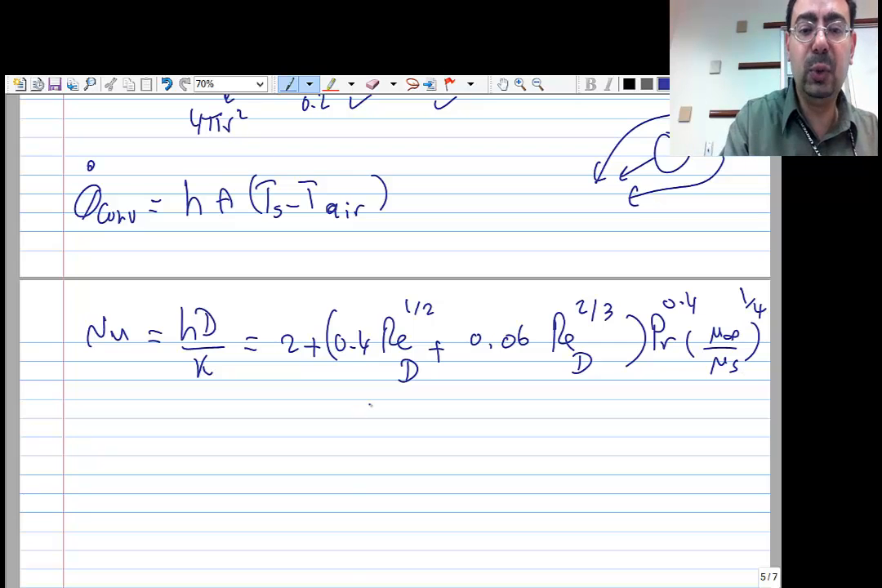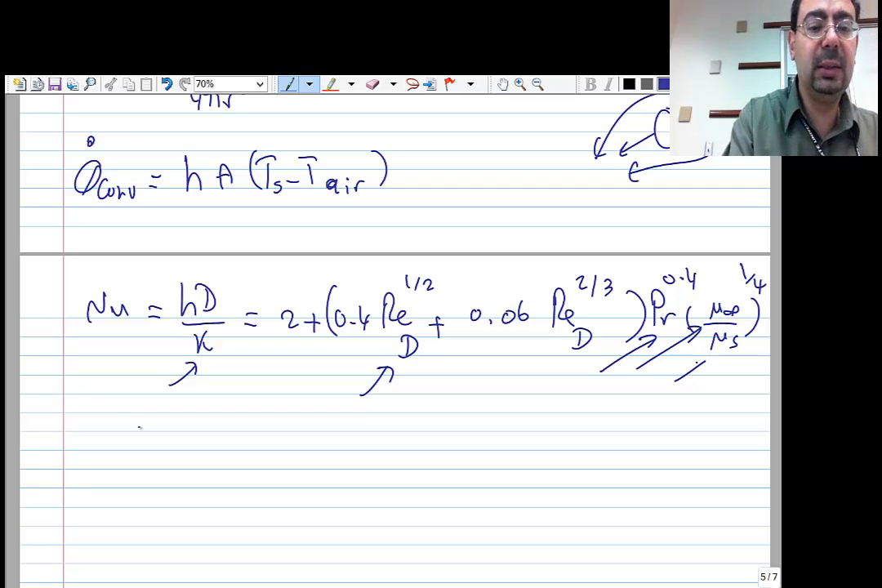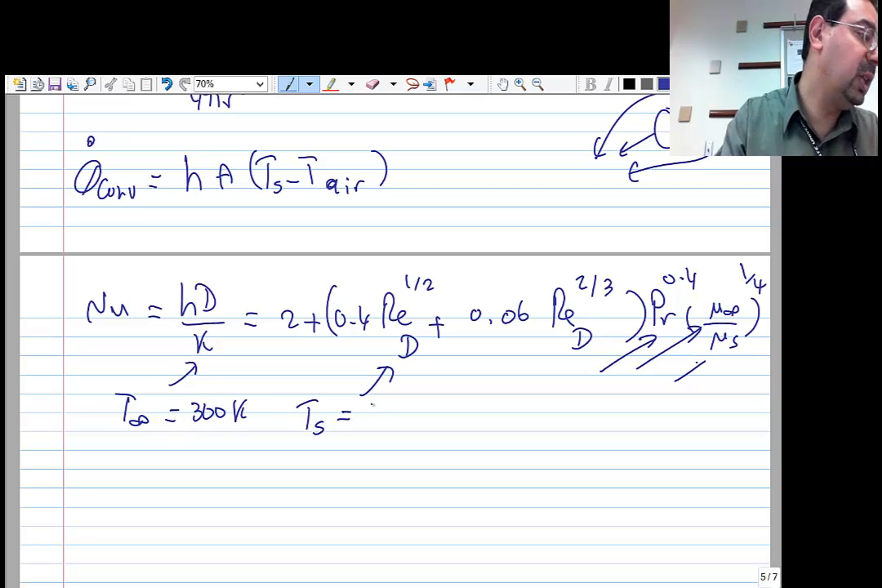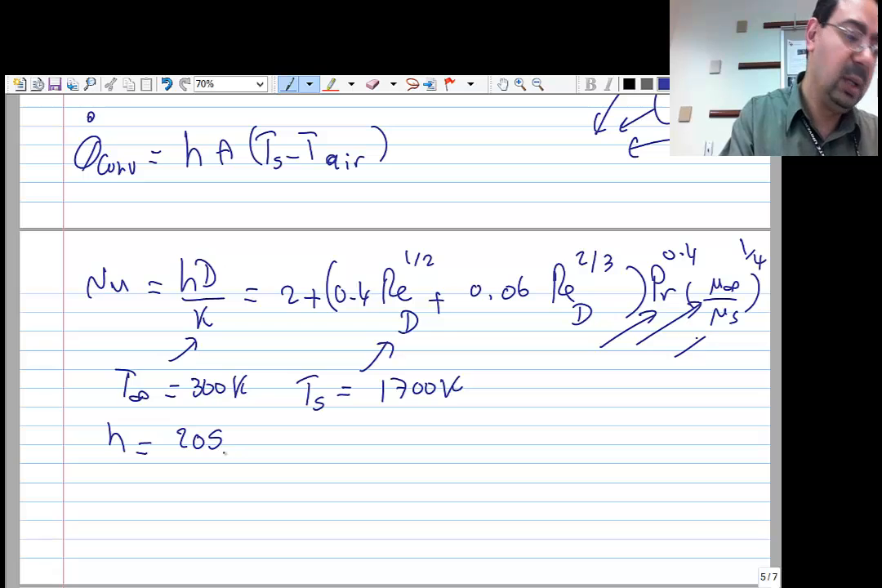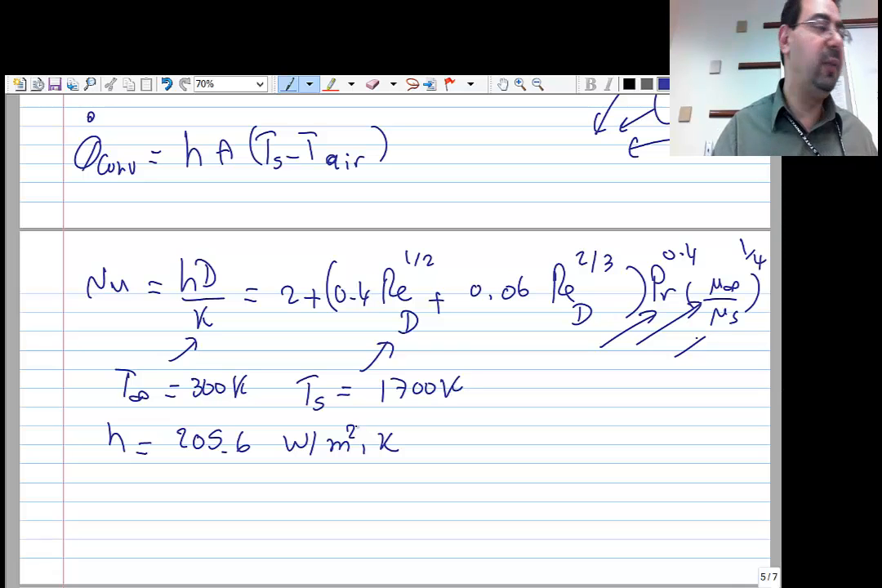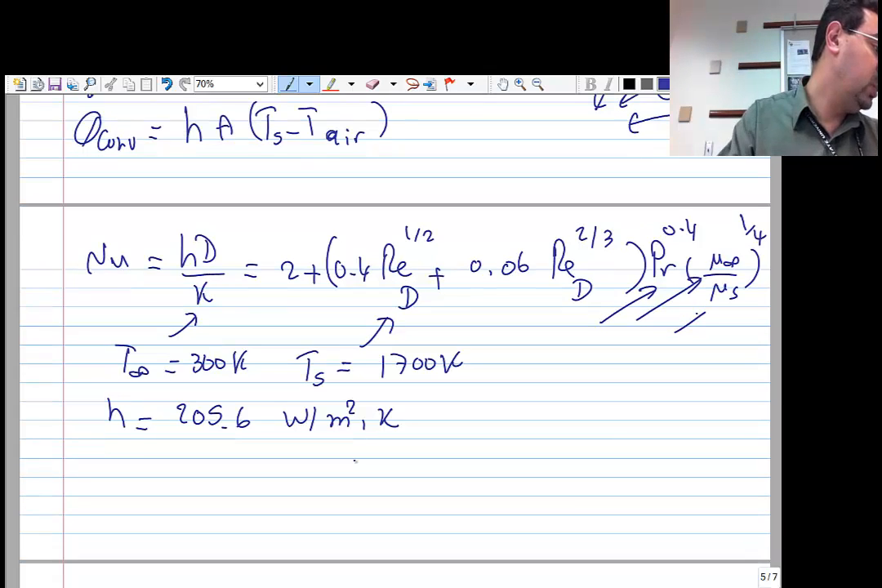The properties, because you need the Reynolds number, the K, the mu infinity and the Prandtl number, are all evaluated at T infinity, except for mu s, which is evaluated at Ts. Out of all this you will get H equal to 205.6 watts per meter squared Kelvin. And now you have Q convection and Q radiation.